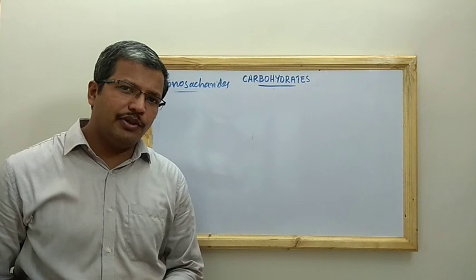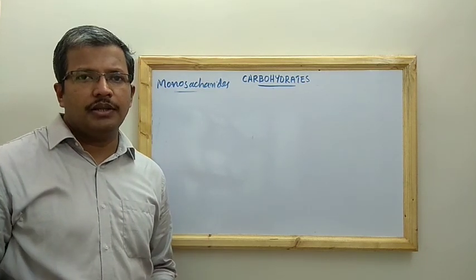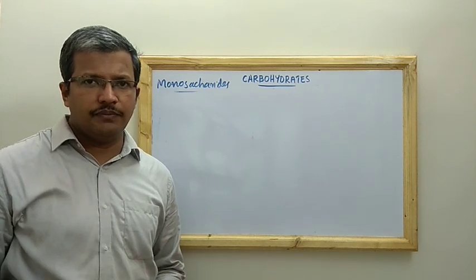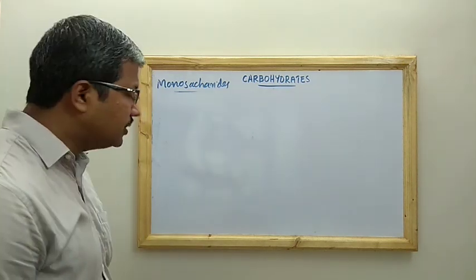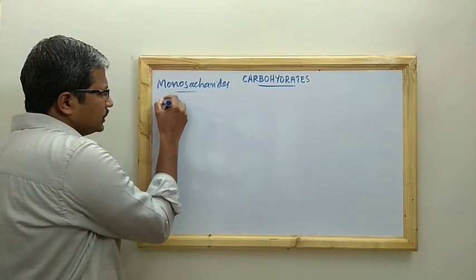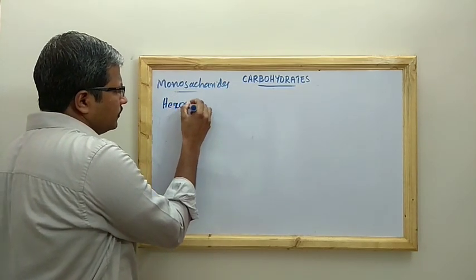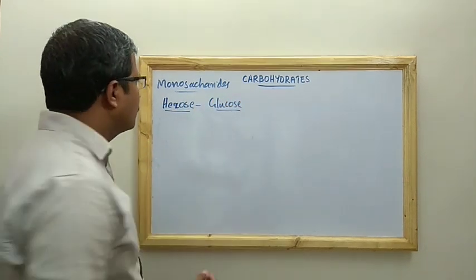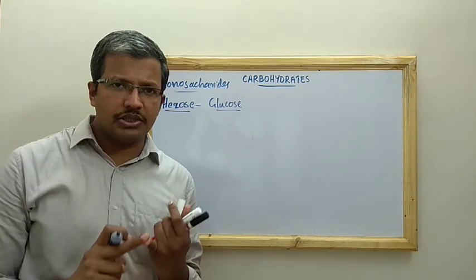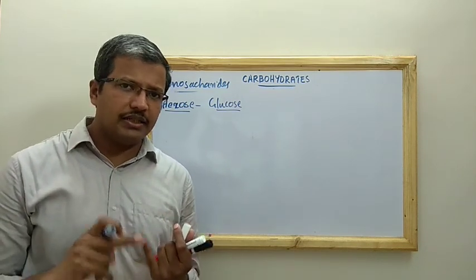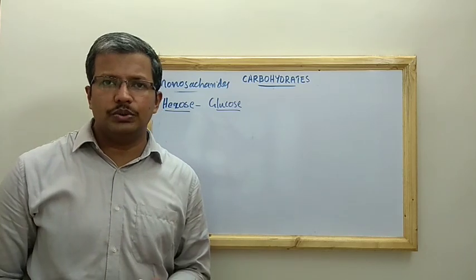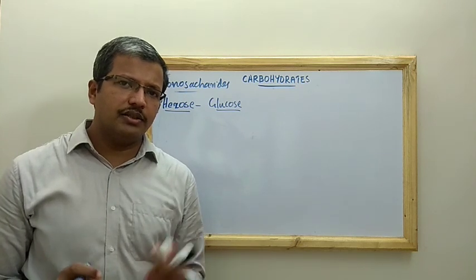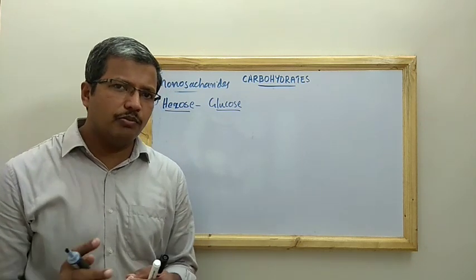Welcome students. In this video, we will be discussing the hexose sugars, that is glucose and fructose, in detail. First of all, in the hexose sugars, we are discussing glucose first. We will discuss the structure of glucose, both the linear and the ring structure, and its function, and then fructose, its structure, both linear and ring structure, and its function. So we'll be moving in this way.